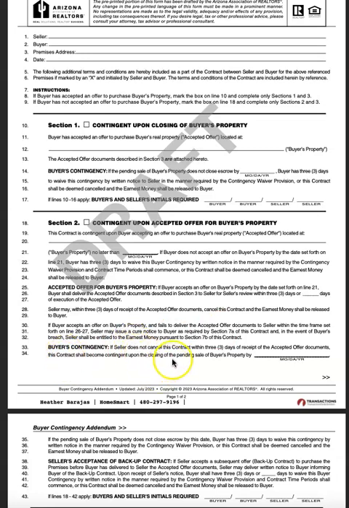Buyer's contingency. If the seller does not cancel this contract within 3 days of receipt of the accepted offer documents, this contract shall become contingent upon the closing of the pending sale of the buyer's property by X date.